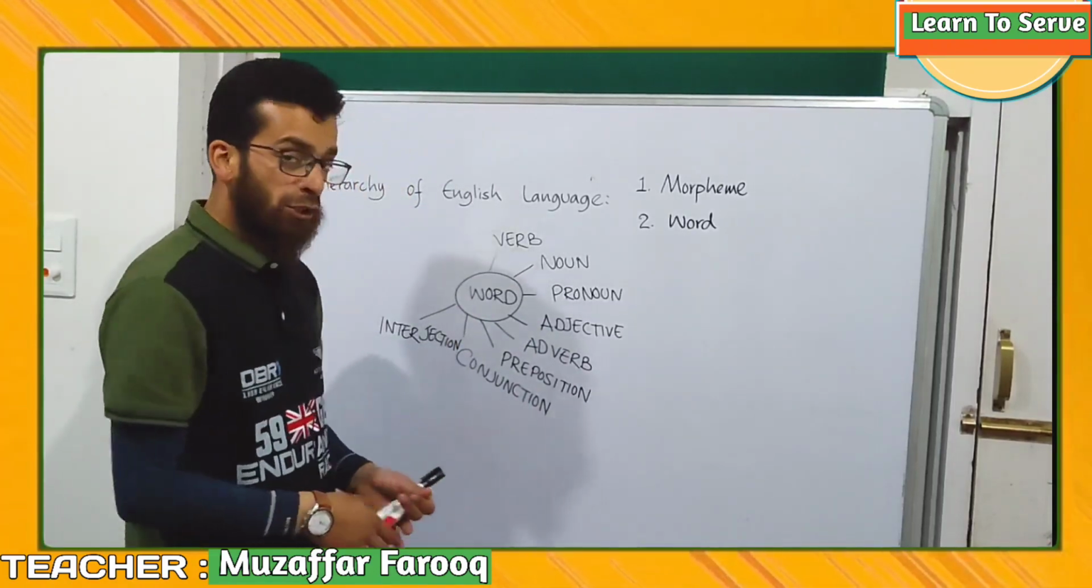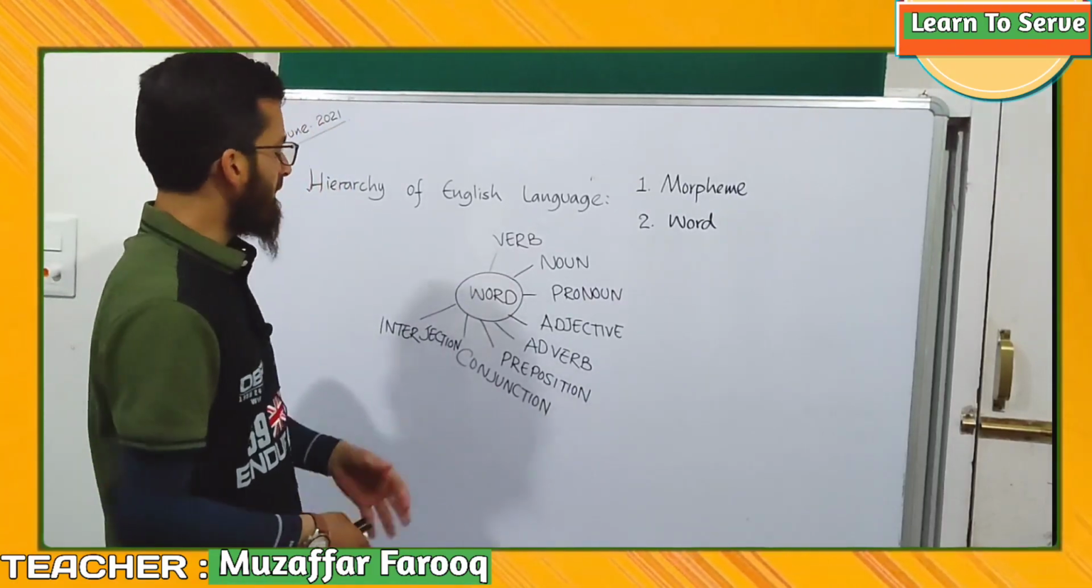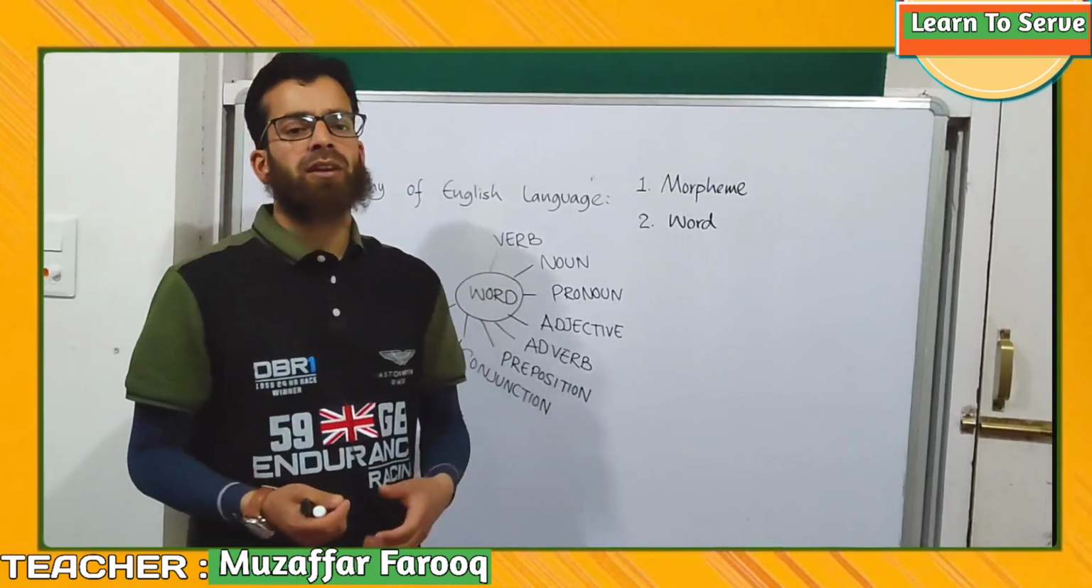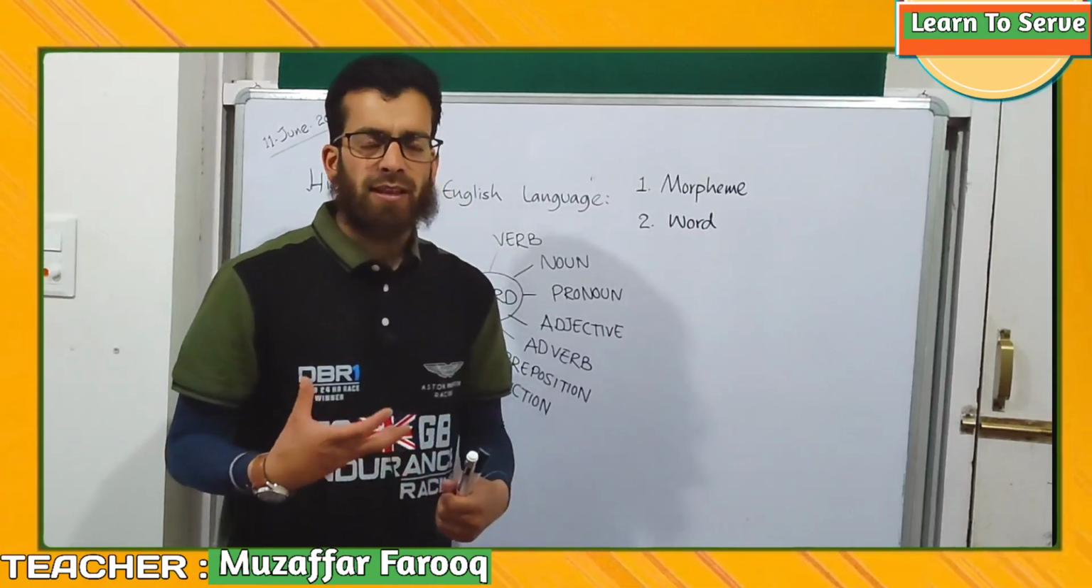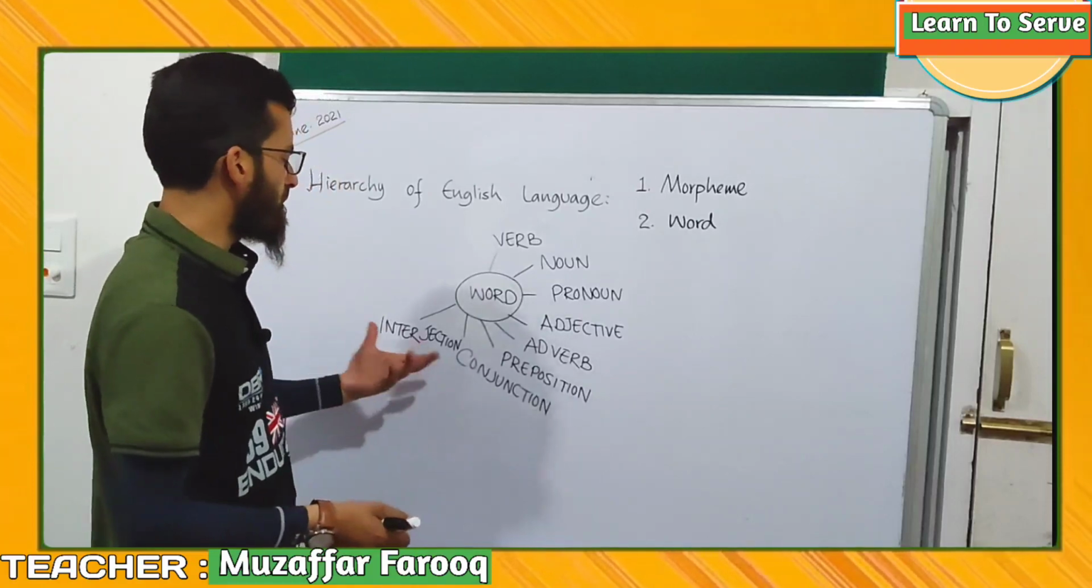The conjunction can connect two words, two clauses, two phrases, whatever, it depends. And interjections are simply words that we say in some situation, like ah, hurrah. So these are interjections.